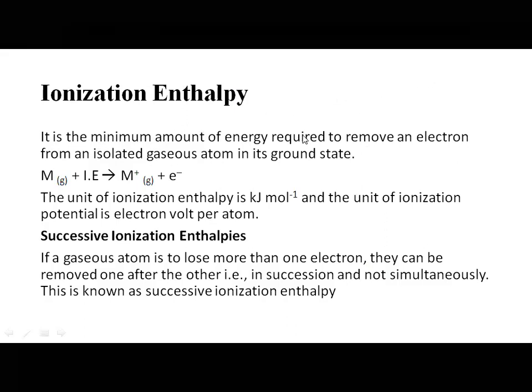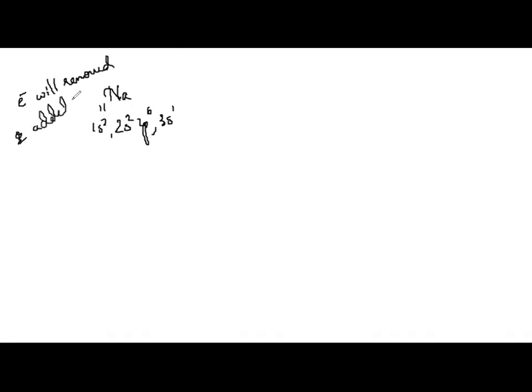It is the minimum amount of energy required to remove an electron from an isolated gaseous atom in its ground state. So, the minimum amount of energy required to remove an electron. Suppose I have an atom of sodium. Atomic number is 11. I'm repeating it, 1s2, 2s2, 2p6, 3s1. Always remember the electron will be removed or added to the valence shell only, not any other inner shells. Whatever reaction occurs, it is only because of the valence shell. Therefore, we speak about the configuration of the valence shell only. Remaining inner core shells have nothing to do with it. They may only cause repulsion to the outermost shell.